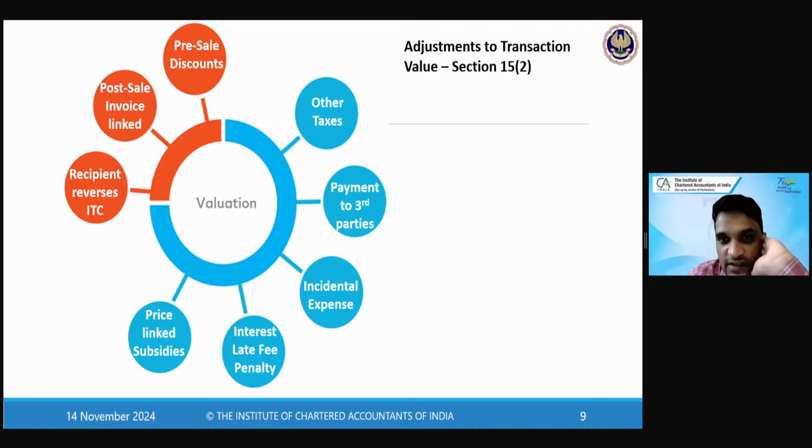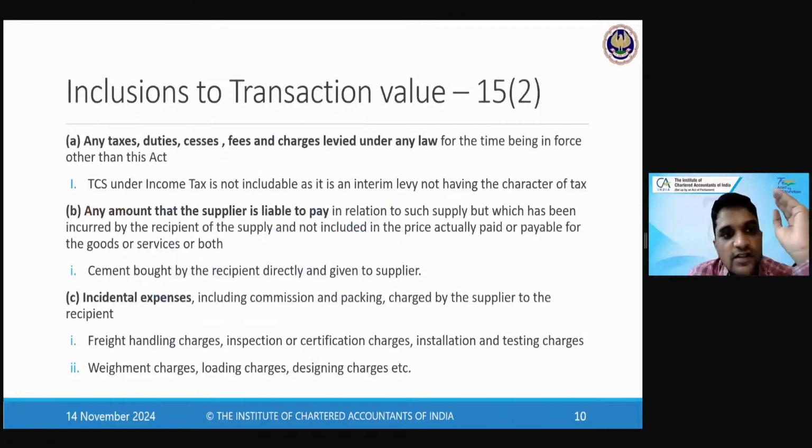Any interest, late fees or penalty, and any price linked subsidies other than subsidies given by the central government and state government have to be added. So what are we trying to say? It was simple things. First is any taxes, duties, cess, fees, and charges levied under any law for the time being in force. Take this example.